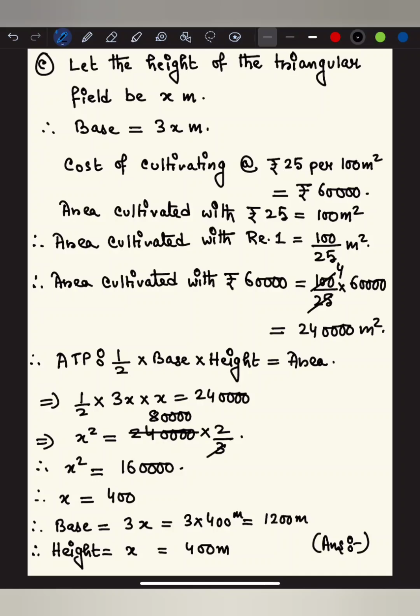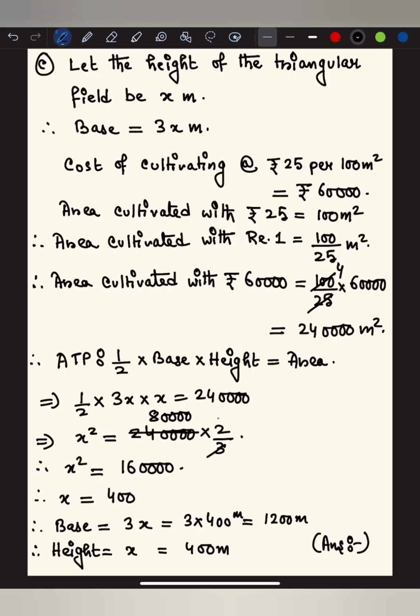Now the formula for the area of a triangular field is what? Half into base into height. So half into base, where base is 3x meter, into height, which is x meter, is equal to 2,40,000, which implies x square is equal to 2,40,000 multiplied by 2 divided by 3.